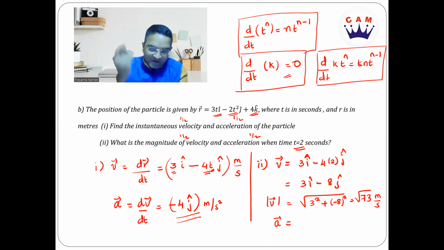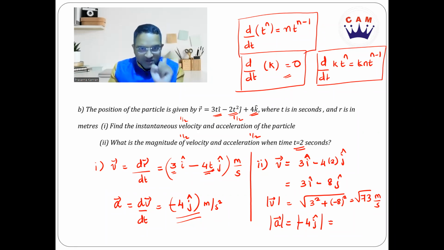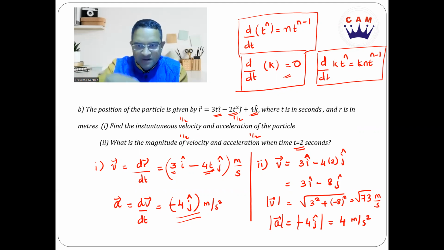Finally, we'll find the acceleration. Acceleration, you can see, is not dependent on time, right? It is minus 4j cap. There is no time factor in that. So it remains minus 4j. And when you want to find the magnitude, j cap magnitude is 1. It's a unit vector along the y-axis. Therefore, it is going to be simply 4 meter per second square. So that will be the answer expected of you. For applying differentiation, you need to use these formulas. Is it clear, students? Any doubts?